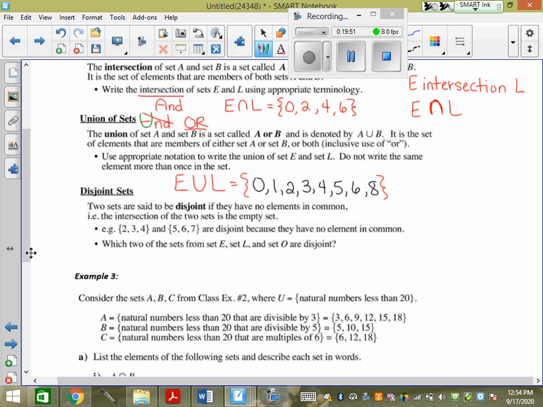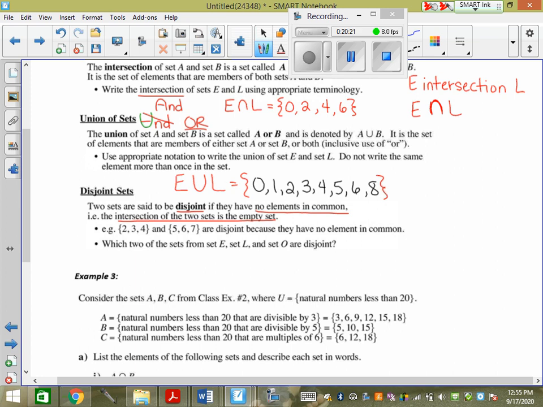Disjoint sets. Two sets are said to be disjoint if they have no elements in common. The intersection of two sets is the empty set. That's very important. The intersection of the two sets results in the empty set. So for example, when I did social and English unintentionally, I would have gotten the empty set, right? Because no one in this class is in social and English. So social and English is actually disjoint for this class because there's no one in both.